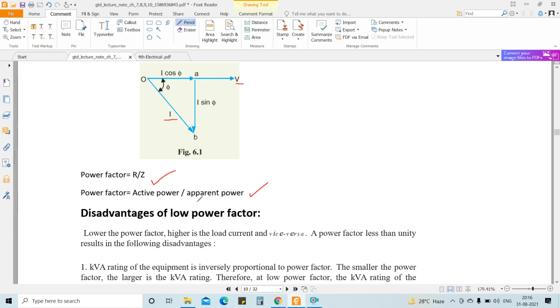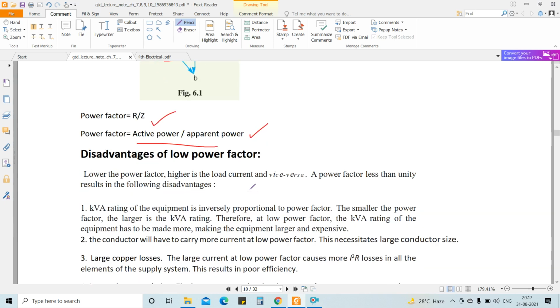Just go through that section and refresh your knowledge of power factor. How you get the formula R by Z, how we get the formula active power by apparent power, everything you already studied in the network theory part. So just go through that. Power factor is equal to active power by apparent power. This is another formula.